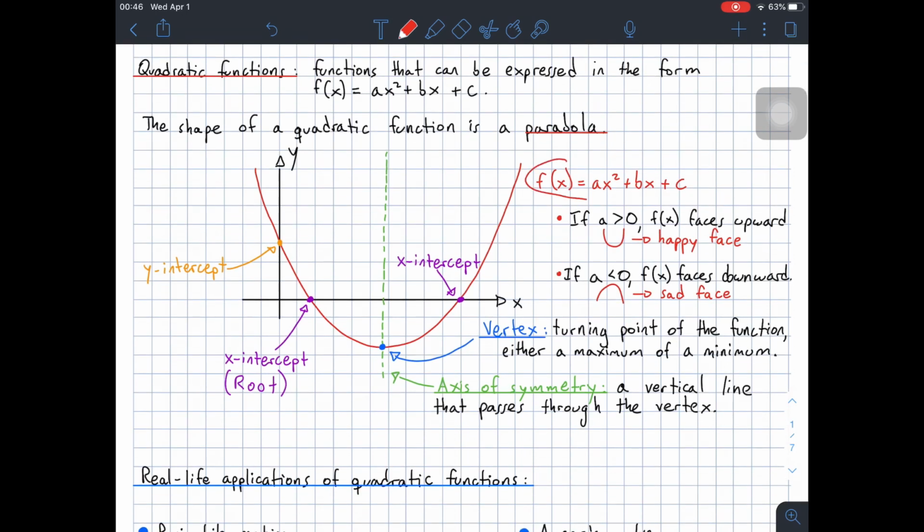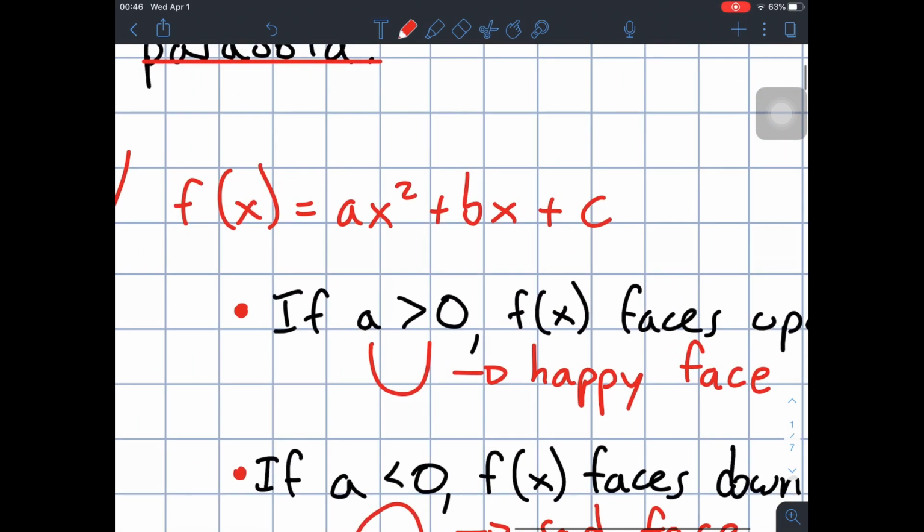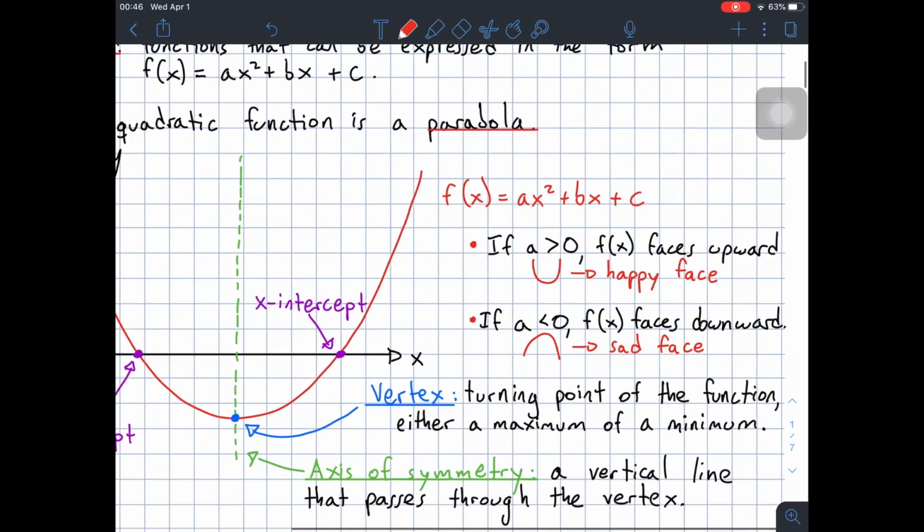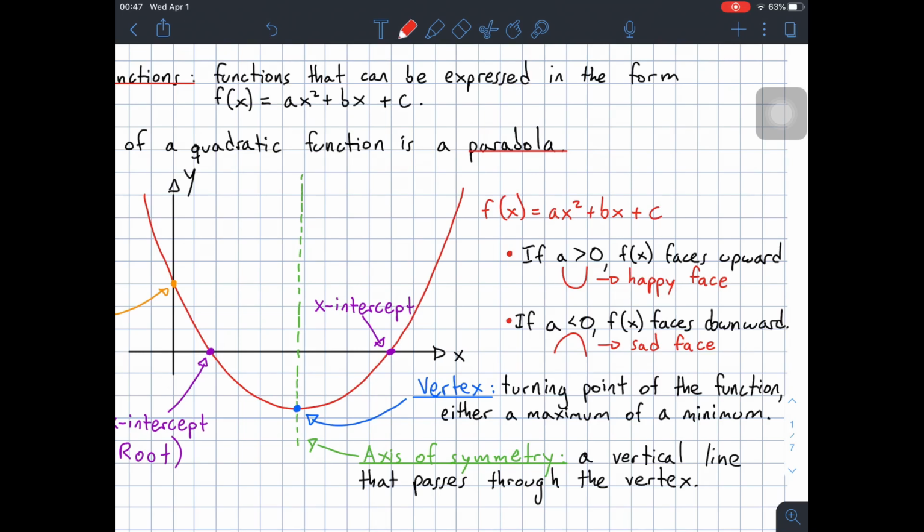First of all, the general form of a quadratic equation, the one that's written there, right? If we analyze each of these terms, a is the most important one, because it tells us the shape or where the quadratic function will open up, right?